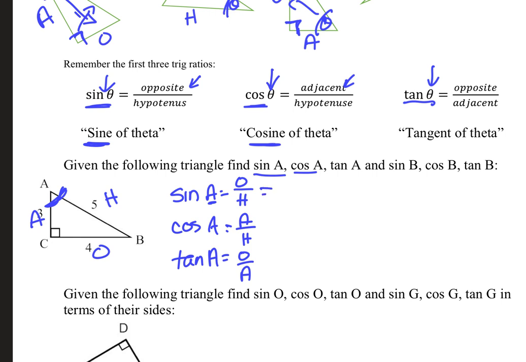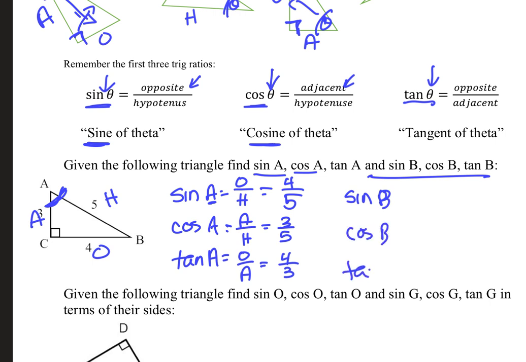So it's pretty easy to write this out. Sine is opposite over hypotenuse. This one is adjacent over hypotenuse. And this one is opposite over adjacent. Okay, if we did this with B, all the numbers would change except the hypotenuse would stay the same. So this would be sine of B, cosine of B, tangent of B.